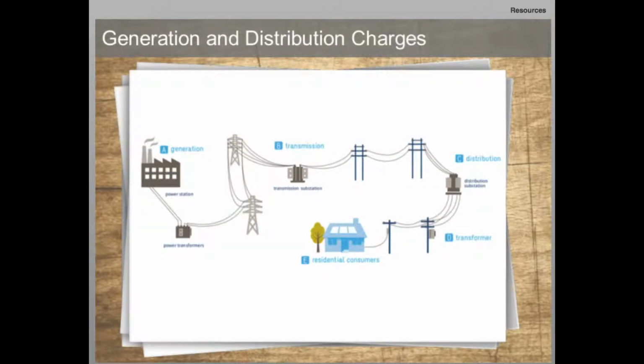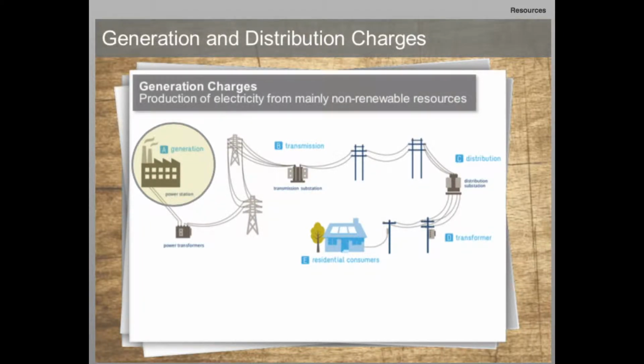All utility companies charge customers for production of electricity and getting it to the customer's homes. Generation charges are the utility company's fees for production of the electricity that the customer consumed. Utilities use mainly fossil fuels, that is coal, natural gas, and petroleum, to produce electricity.